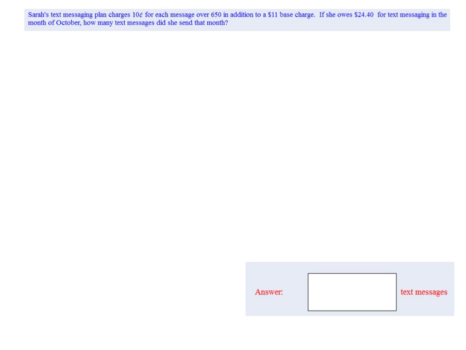Okay, so she's got this flat fee of $11, but she only gets 650 text messages, and then after that she's having to pay. It says at the end of the month she owes $24.40 for text messaging. How many text messages did she send that month? Okay, that right there, I'm going to make my variable. How many text messages did she send that month? I'm going to call that x. x is the number of text messages.